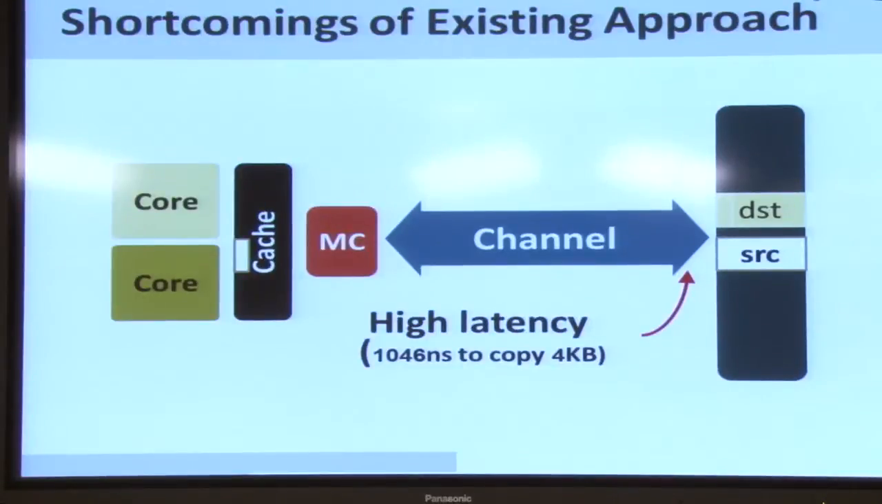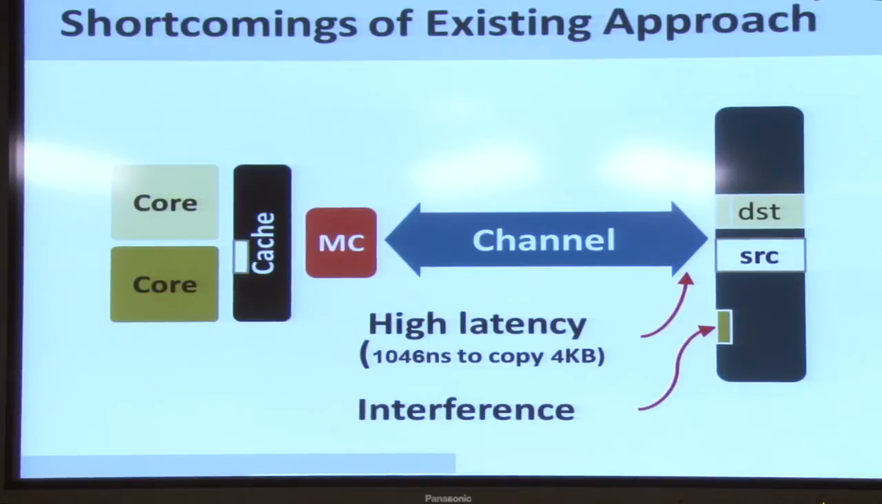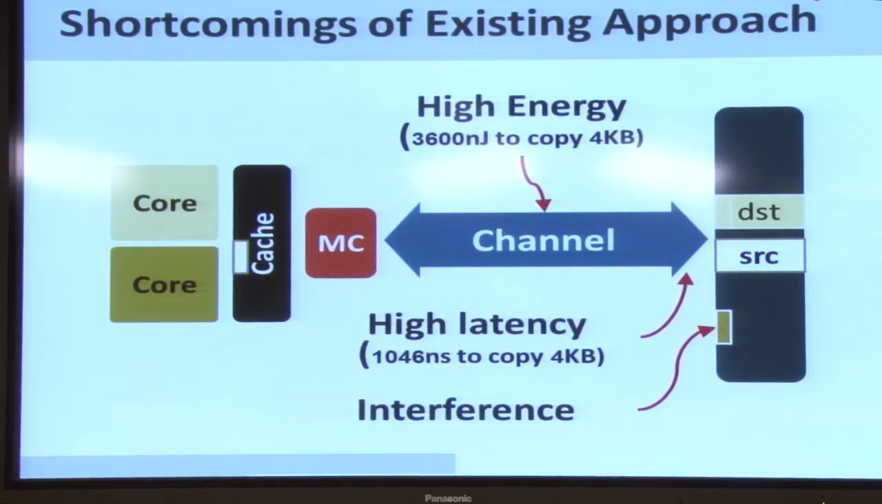Somewhere we spoke about the need for reading a large amount of data. Maybe if I had that 8 kilobit bandwidth, I could have just read all the 8 kilobits in one shot and written it back in one shot. But here we have to do it at a cache line granularity, which means it's high latency. It takes around a microsecond to copy 4 kilobytes of data. It causes interference, because let's say the other core wanted to access some other piece of data. Your bus is busy doing copying, so it causes interference to the other cores. And finally, it consumes high energy.